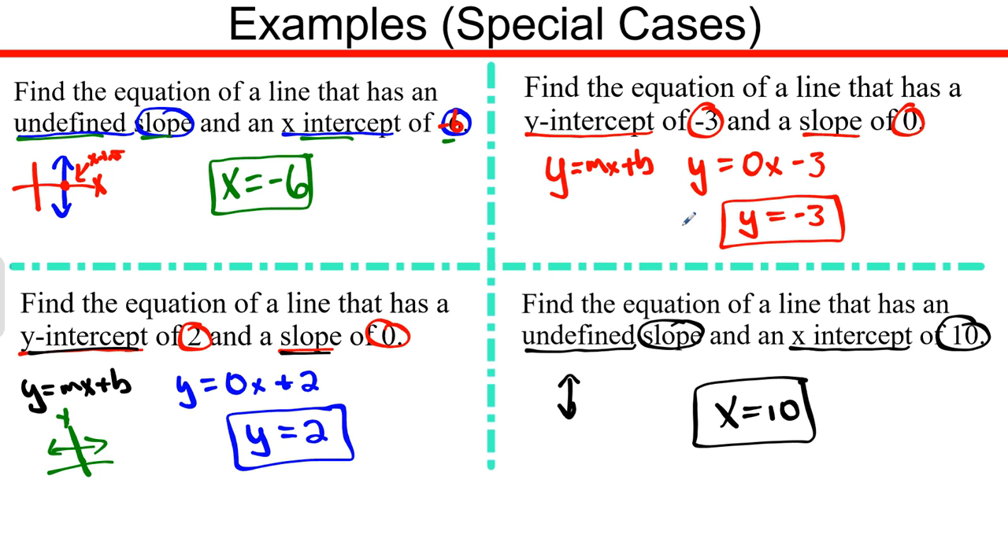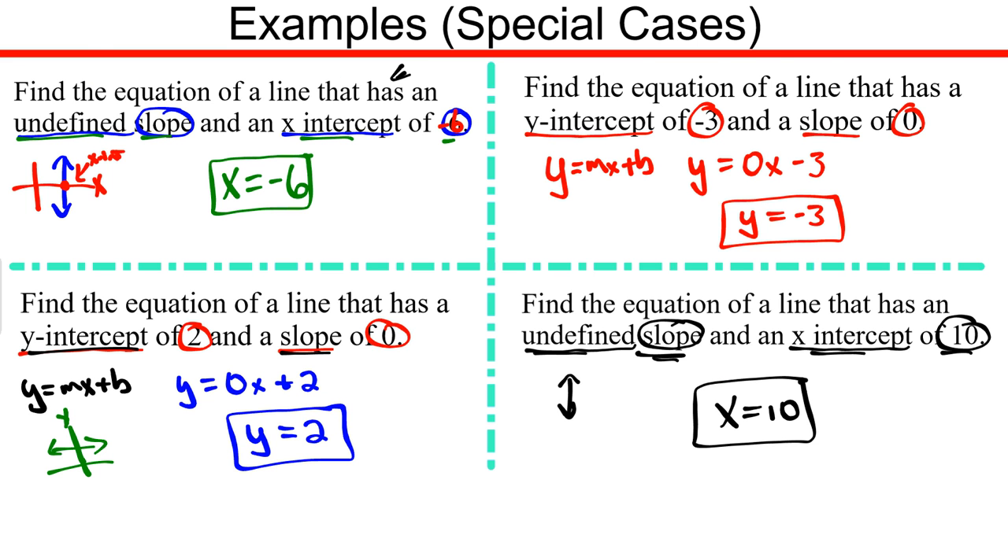The correct answer for the top right one, where they want us to find the equation of the line that had a y-intercept of -3 and a slope of 0, turned out to be y equals -3. Again, since our slope is 0, it's not necessarily there. So then we just have our y equals -3. The bottom right one had an undefined slope this time and an x-intercept of 10. So just like the previous one, we're just going to have x equals 10.